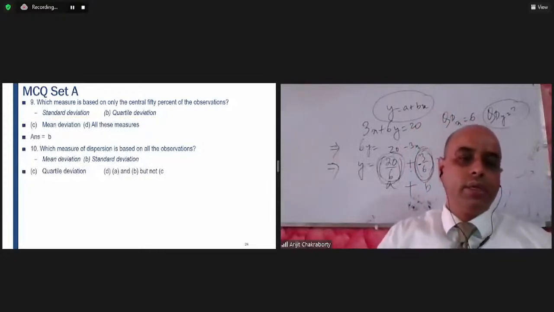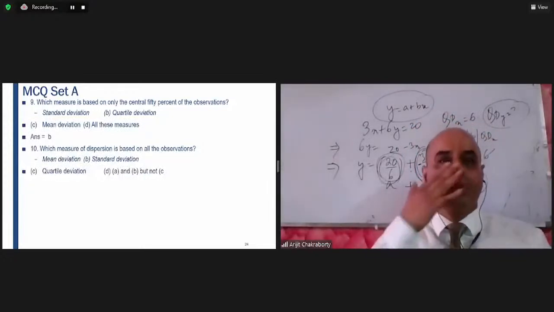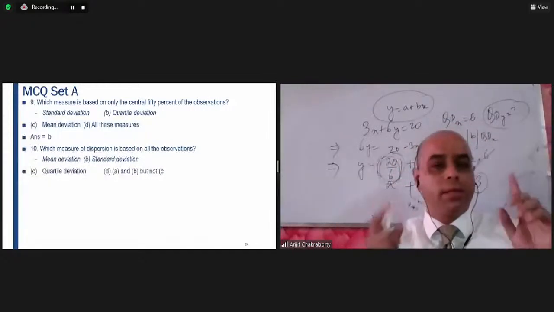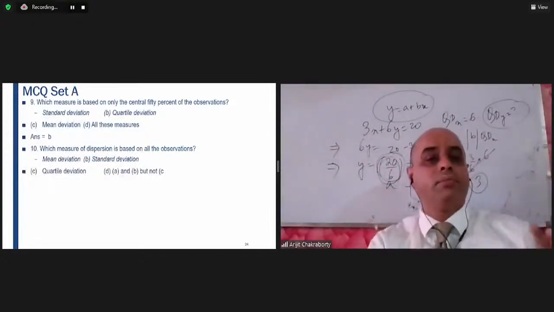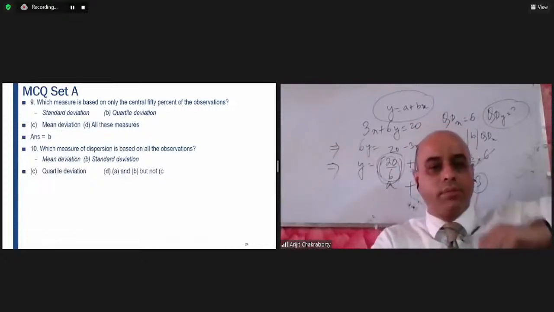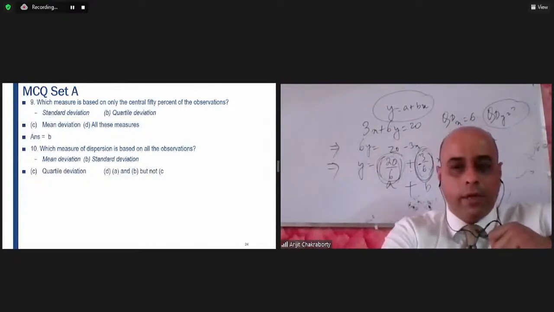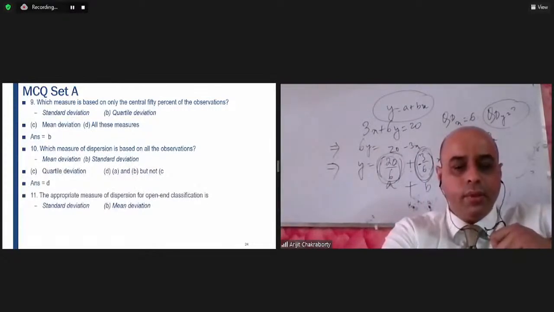So the answer is mean deviation and standard deviation, because in both these cases, they consider all the observations. So the answer is A and B. That means option number D is the right answer here, because option number D states A and B but not C.